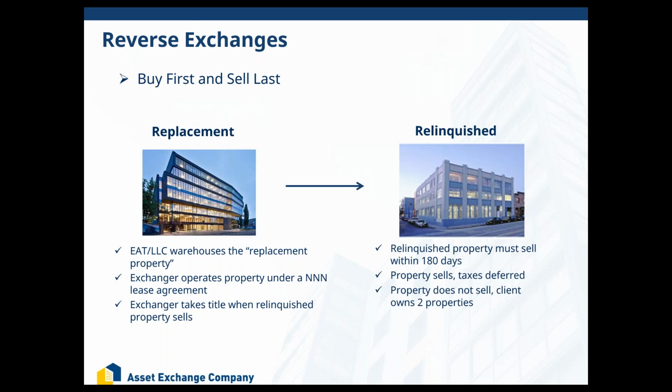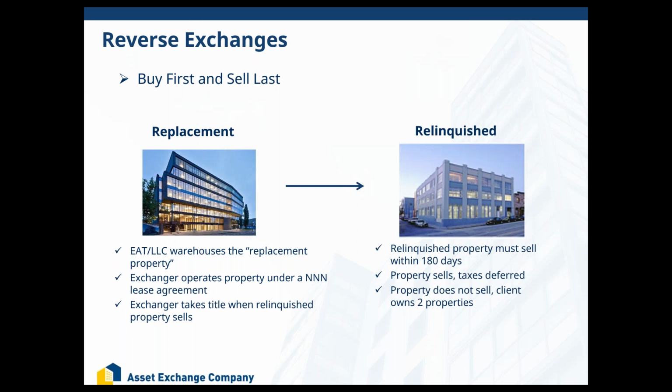What happens in the reverse is we actually come in, we form a separate company. It's referred to as an exchange accommodating title holder, EAT for short. We come in and we purchase your replacement property before you sell your relinquished property. Now, when we do that, if that replacement property has tenants, where there's rent money coming in, we can actually do a triple net lease back to the exchanger, the client, so they can benefit from any rent monies that are coming in.